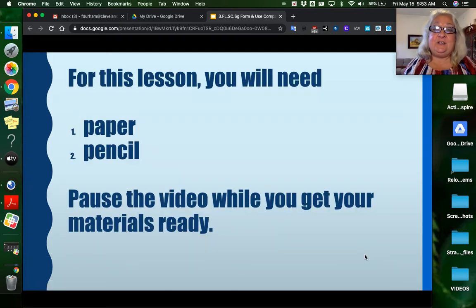For this lesson, you will need a piece of paper and a pencil. Pause the video while you get your materials ready.